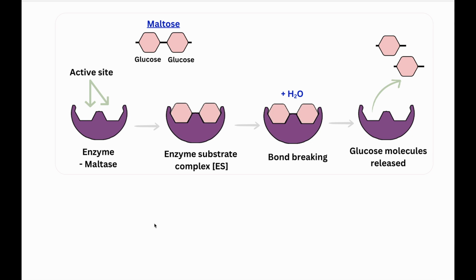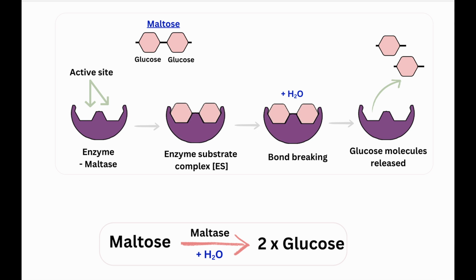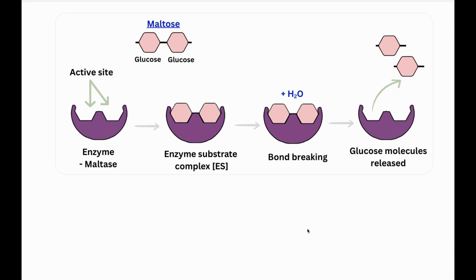Let us understand the functioning of enzymes, taking maltase as an example. Maltase, as we discussed, is a digestive enzyme that acts on maltose and breaks it into two molecules of glucose. So this is the function of the enzyme maltase. If you look here in the image, maltase has an active site that can fit a molecule of maltose. The active site of maltase is in such a shape that it can only fit two molecules of glucose.